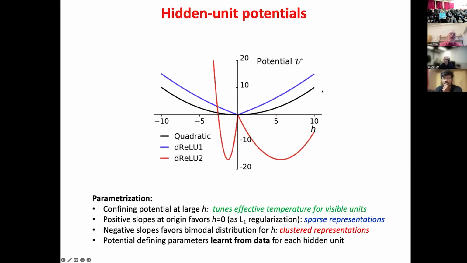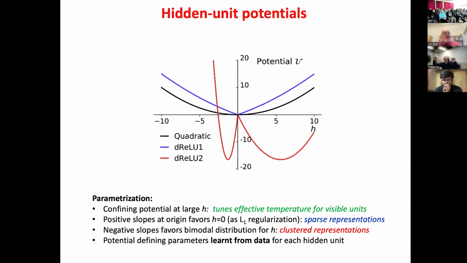But you can do much more than that. You can also choose the blue one here, which has a non-zero slope at 0. Okay, so a cusp, while the black one was flat, H squared. So why is it interesting to have a cusp? Because it means that you have a low cost for H equal to 0. And as soon as you move a little bit away, you will pay a lot. So it favors H equal to 0, which is akin to L1 regularization in machine learning. So it favors sparse representation.